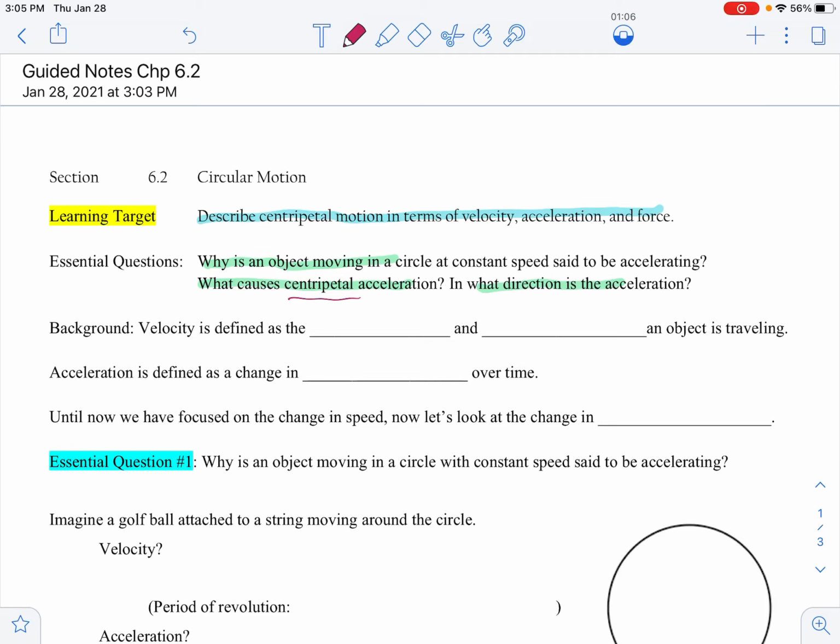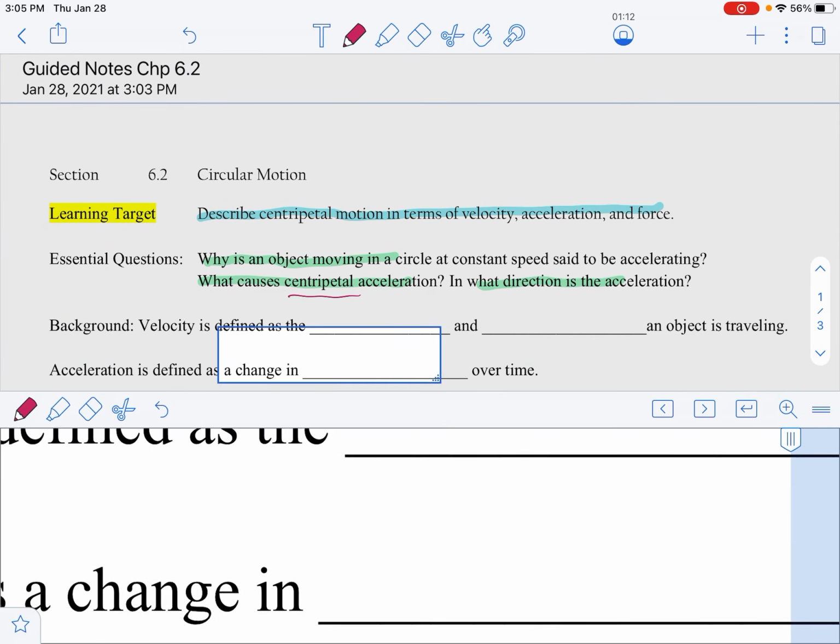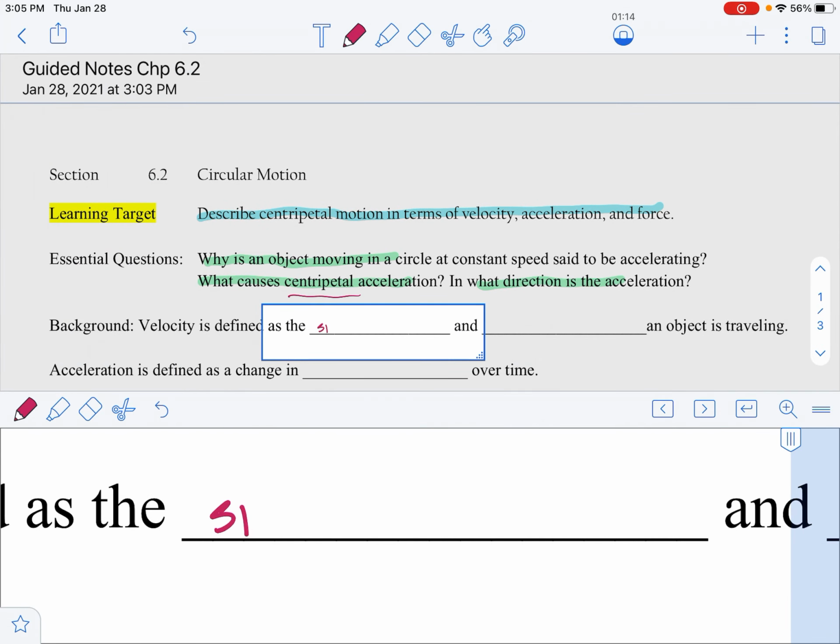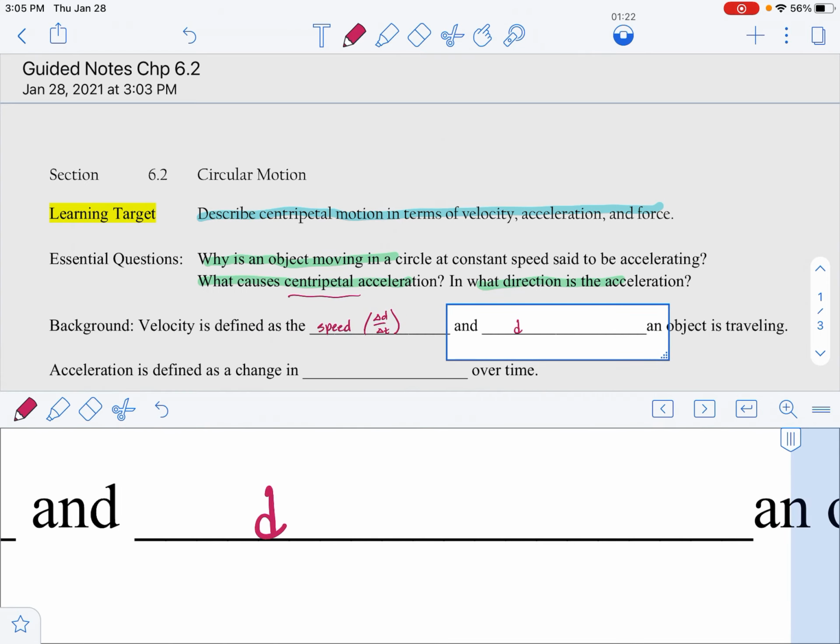So here we go with our background. Let's connect this to what we already know. Velocity is defined as the speed of an object, right? And speed is the change in distance over the change in time, and the direction of the object. So remember that velocity is a vector quantity, right? It has both size and direction.